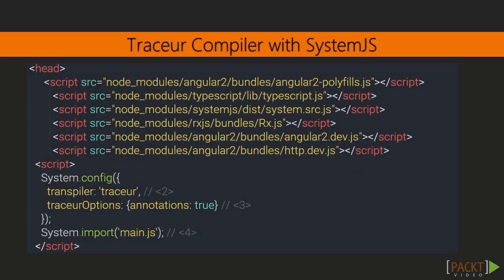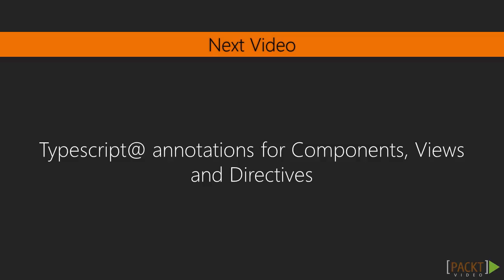In this example, we just add a Traceur name in System.js file, so System Module Loader will use Traceur for the transpilation part. Now we have an understanding of transpilers, and the different transpilers we use are TypeScript, Traceur, and Babel with System.js and Webpack. In the next video, we will talk about transpilers for Angular 2.0.